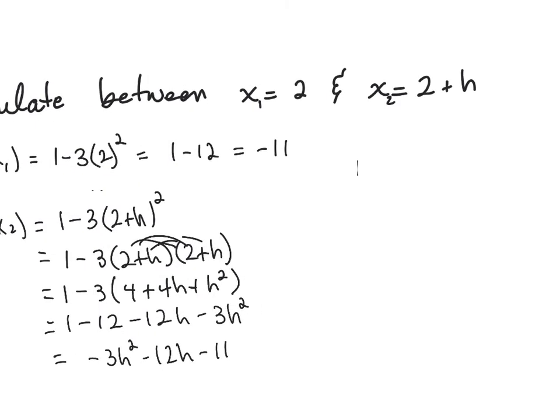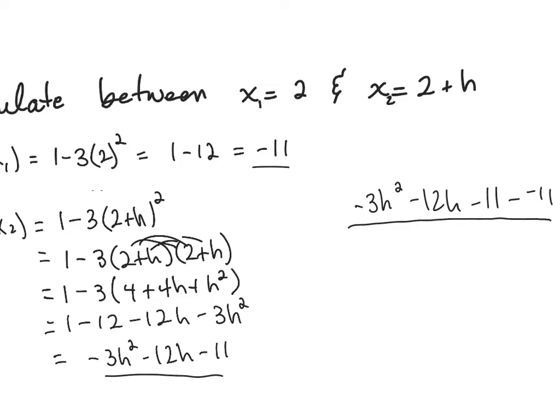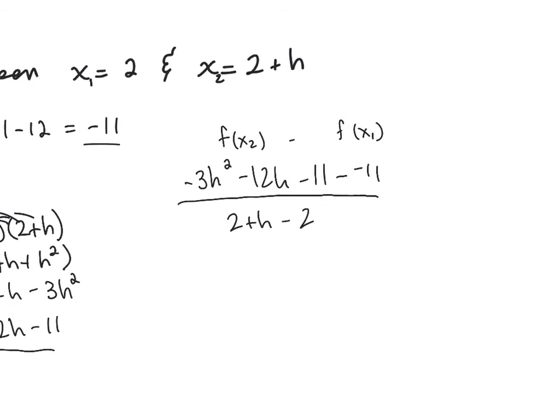And so now when we do the average rate of change, it's the difference in the y values. So we have a y value here and a y value here, so we need to find the difference. This would be negative 3h squared minus 12h minus 11. So there's f of x2. Now we subtract f of x1. And then the difference in x values. Since I did f of x2 minus f of x1, I've got to do x2 minus x1. You've got to keep things in the same order. So x2 is going to be 2 plus h, and then I've got to subtract x1, which is 2. So those are going to cancel. Those are going to cancel.